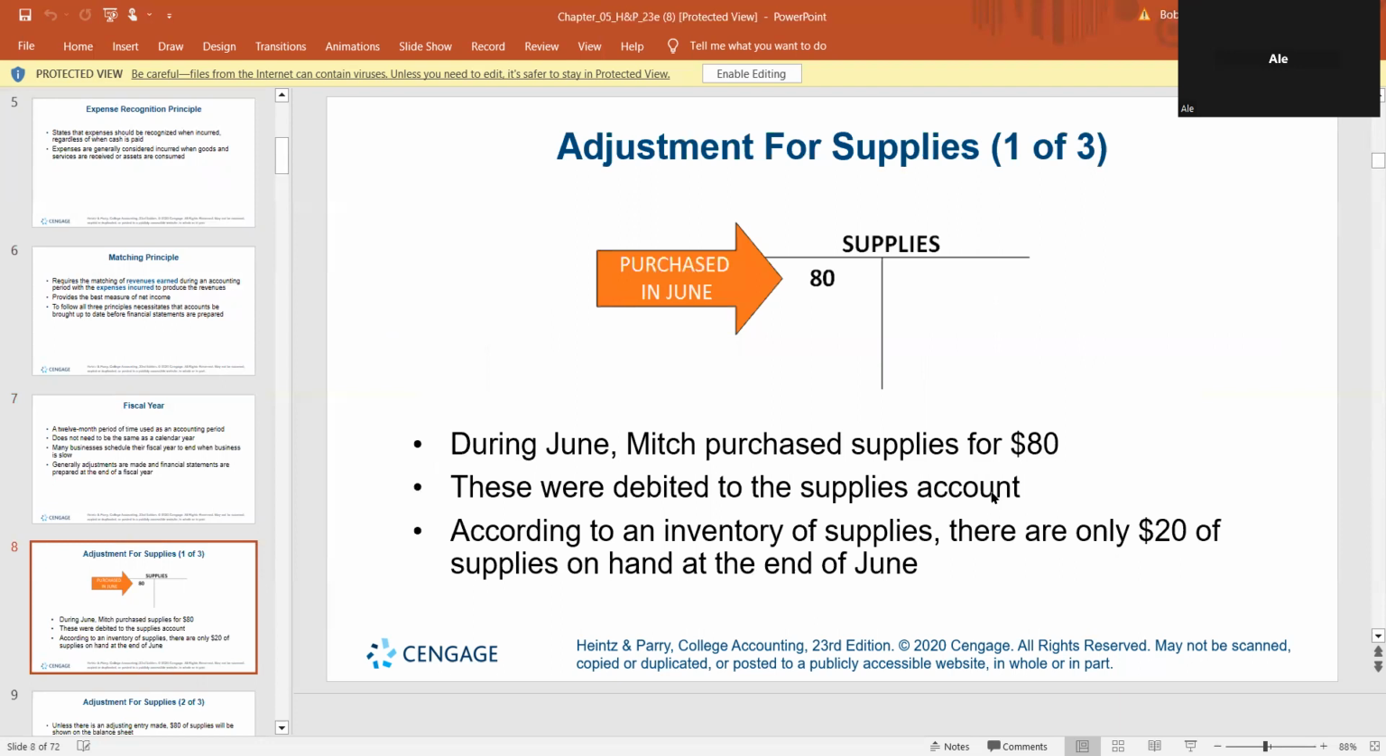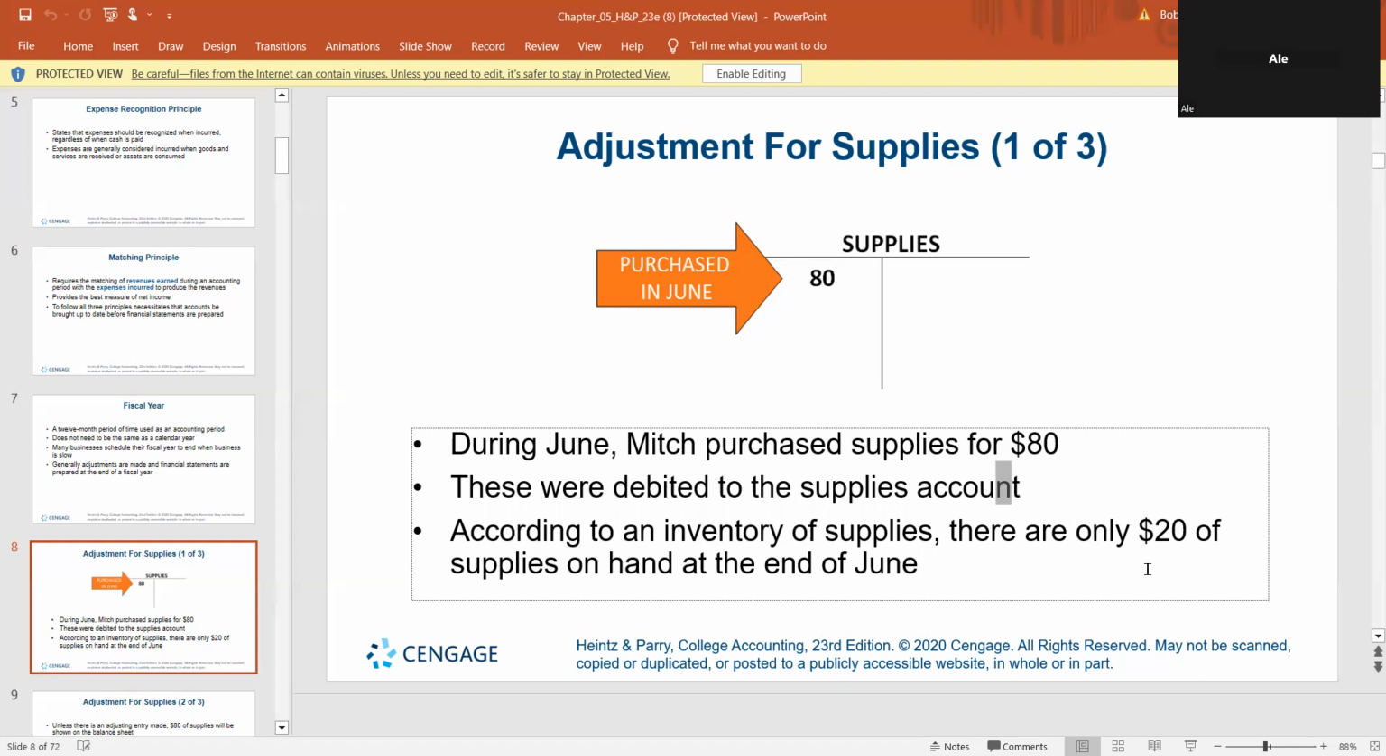Here we go. Let's look at our first adjustment, Ali, okay? Adjustment for supplies. Mitch purchased $80 worth of supplies. Okay, that's a debit to supplies and a credit to cash, perhaps. It doesn't tell us. That $80 is in an asset account called supplies. Not too hard. Now it's the end of the month. The end of the month. According to an inventory of supplies, there are only $20 worth of supplies on hand.